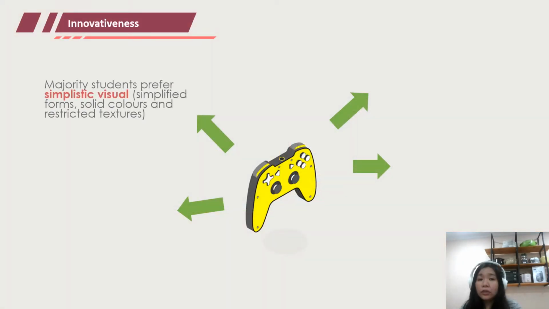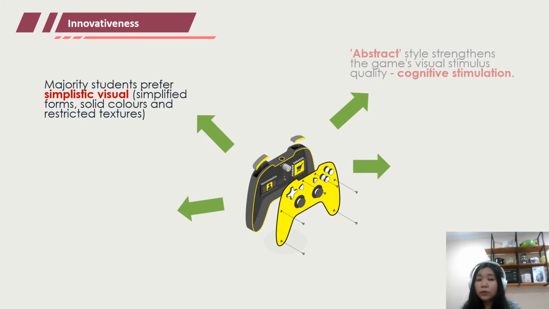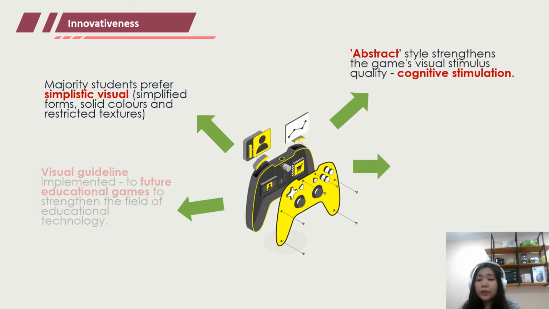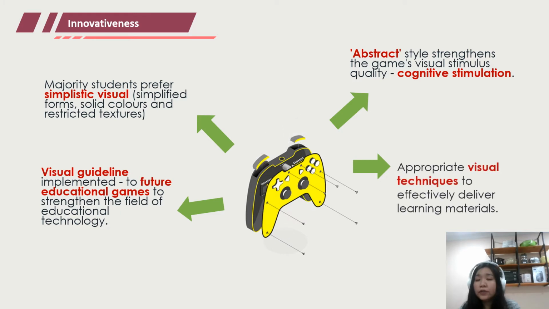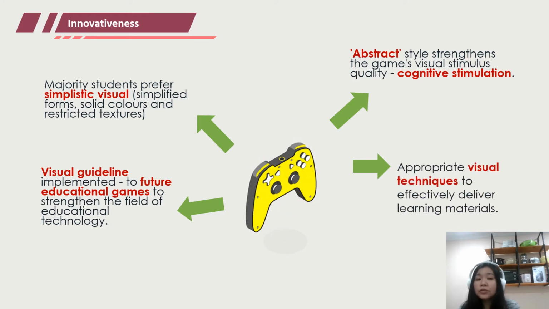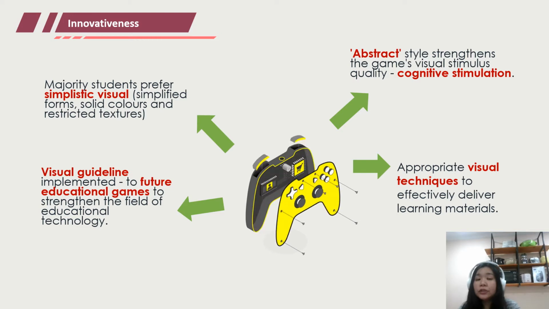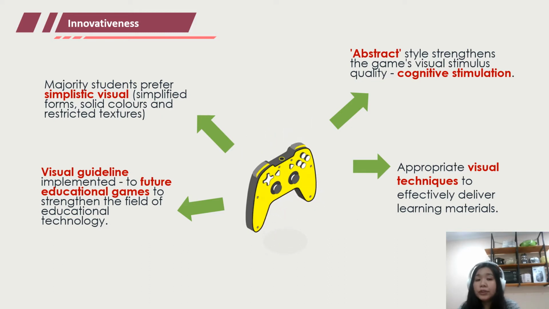So what are the innovations that we found based on this project? Based on our findings from the statistical analysis, the majority of students prefer simplistic visuals, which means a more simplified form, solid colors, and restricted texture. All these are the characteristics of the visual style.